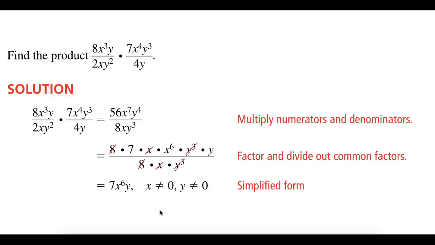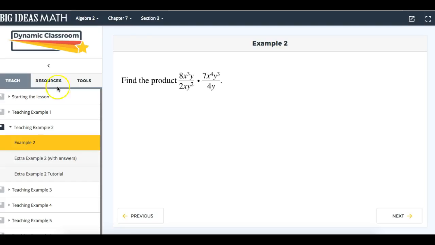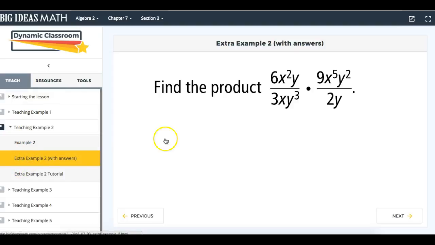Okay? Now, what I want you to do is, for your practice problem right now on this first one, we're going to go ahead and look at extra example 2. So I want you to go ahead and find the product of this. Do the exact same thing we just did, multiply across, and start simplifying by pulling out the common factors in this one, and you will be okay.